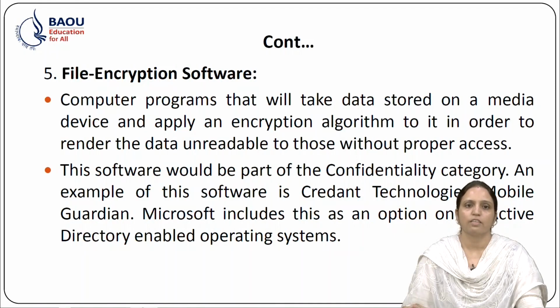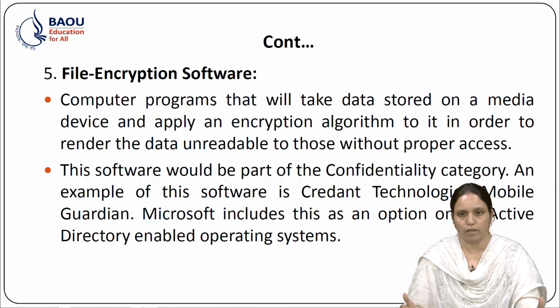The fifth one is file encryption software. The encryption algorithm is also important for security purposes. These are computer programs that take data stored on a media device and apply an encryption algorithm to it in order to render the data unreadable to those without proper access. Without proper access, it cannot be read. So this software would be part of the confidentiality category.